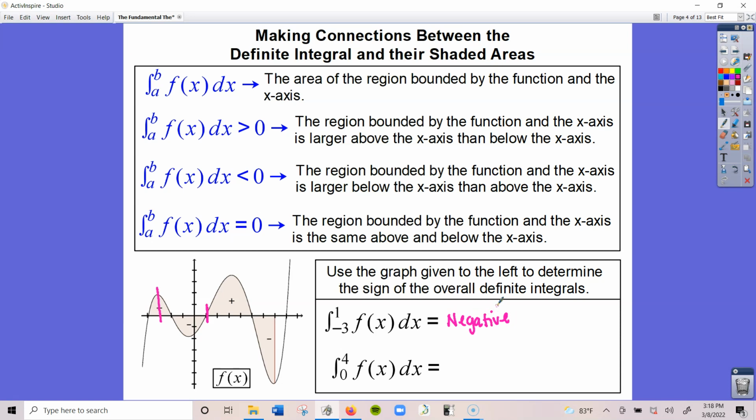So it's a nice way of checking your work if you're given graphs. If you find that you get a positive area, but yet the majority of your function is below the x-axis, then you know that something went wrong.